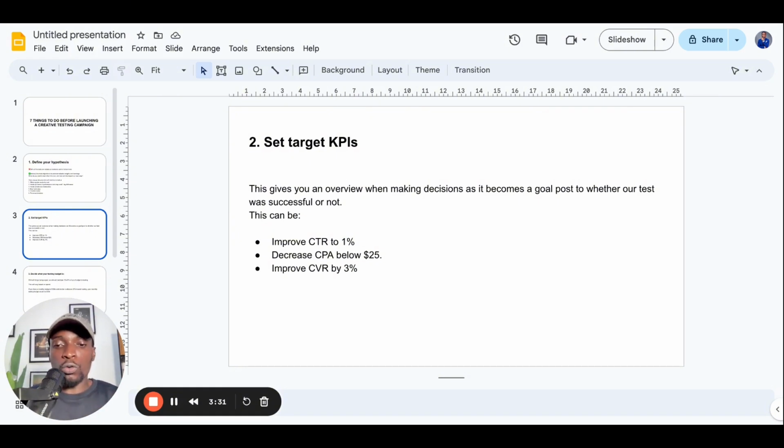So when setting your goals, maybe say you want to improve your click through rate by 1%. Maybe you want to decrease your CPA below $25 or improve your conversion rate by 3%. So by this, as you run your test and you see the results, if these KPIs are not met, you can easily tell that, oh, there's something you need to do, get back to the drawing board and then work back on the test to see if you're actually able to meet your KPIs.